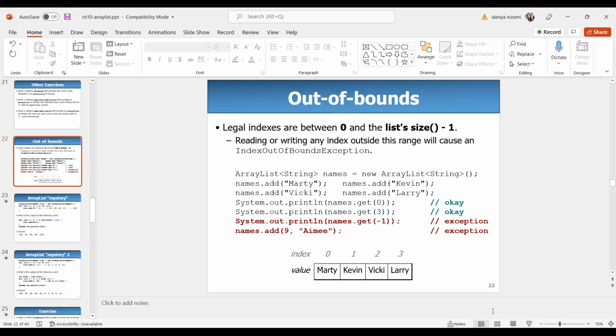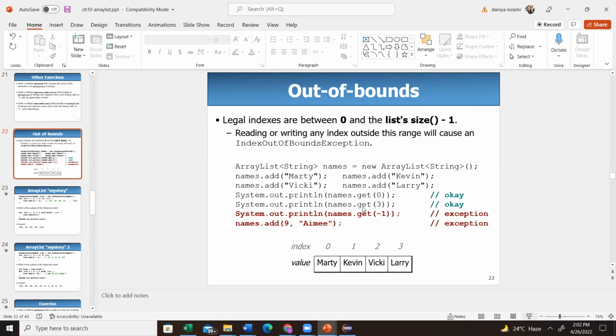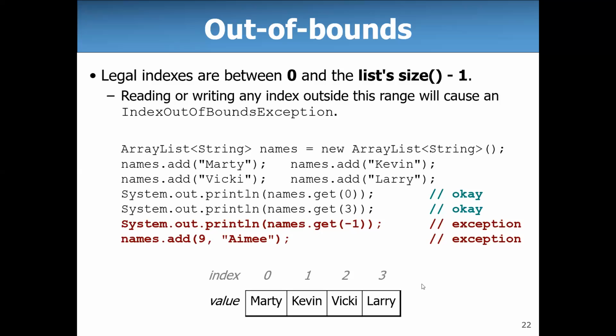Here are some examples. IndexOutOfBoundsException. Legal indexes are between 0 and list.size() minus 1. So if you want to know how big your list is, whatever size you get, minus 1 is the last index where your value is. For example, if you're doing name.get(-1), there is no index -1, it will give you an exception, your code will crash.